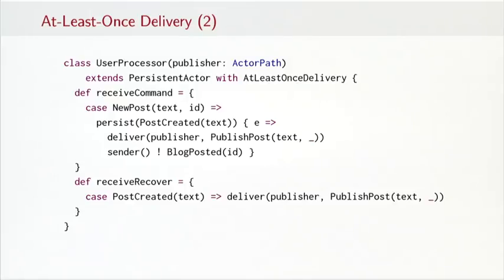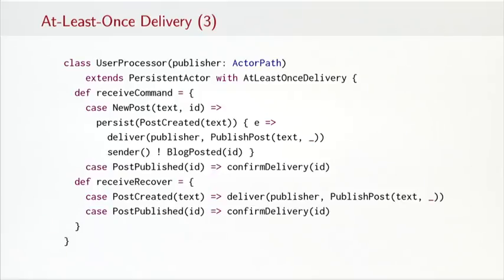But what about the confirmations? We said that sender and receiver need to collaborate. Let us say that the publisher speaks a protocol where you can send a publish post and it will reply with a post-published confirmation, which carries the same ID that was placed in here. What we do whenever we get such an acknowledgement is that we inform the at-least-once delivery trait that this delivery has been confirmed with this ID. And it is also important to do the very same thing during recovery.